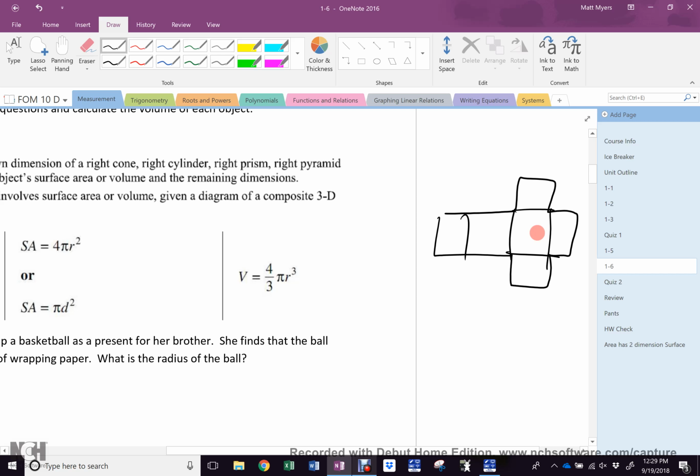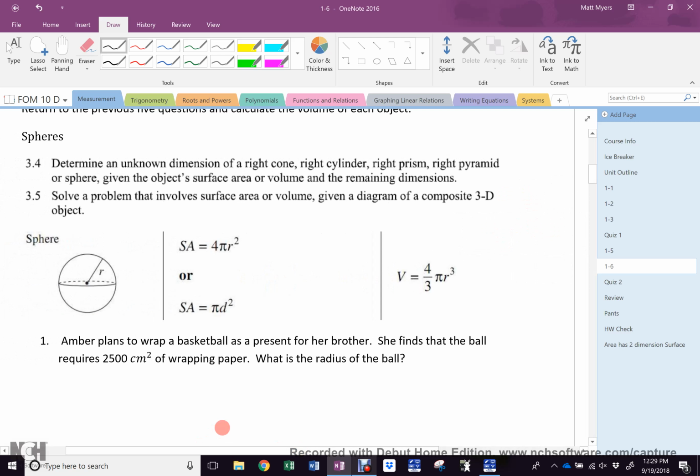Spheres do not have a net. You cannot turn them into something flat. Because what is a sphere? A circle spun infinitely in every possible direction, yes? It doesn't have corners, so you can't unfold it. So the only reason we have these formulas is from experimentation. This one you already know how to do: 4 pi r squared. You know what 4 is, you know what pi is, you know what r is.